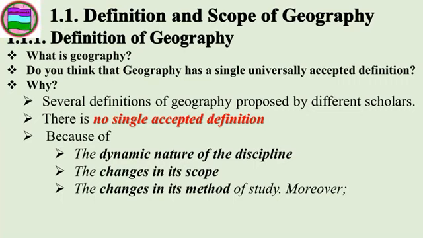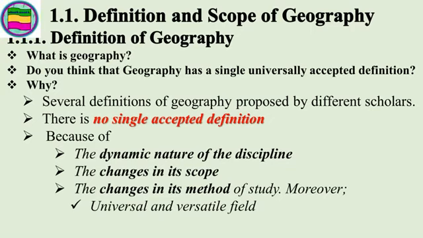So based on this, the method of study is what changes. Moreover, geography is also a universal and versatile field. This means that geography has wide applicability and relevance across various disciplines and contexts. Geography encompasses a diverse range of topics, from the physical features or physical environment to the human activities or human dimension, and also their spatial patterns.